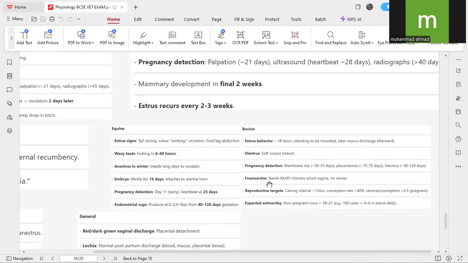So freemartin, this is important. Basically it is an infertile cow with masculinized behavior and non-functional ovaries, a short vagina, and no cervix. Phenotypically it appears as a female, but has different characters of the male as well as the female.